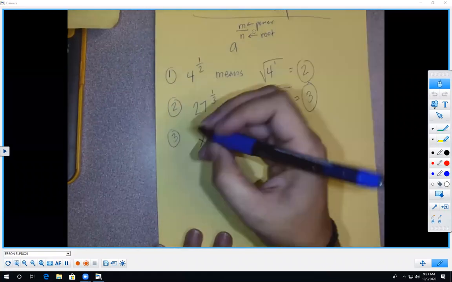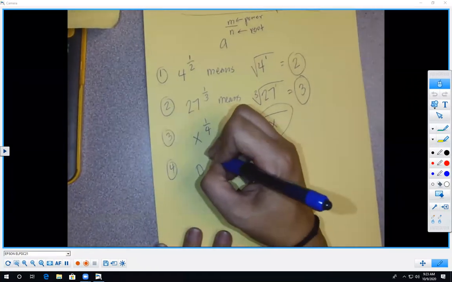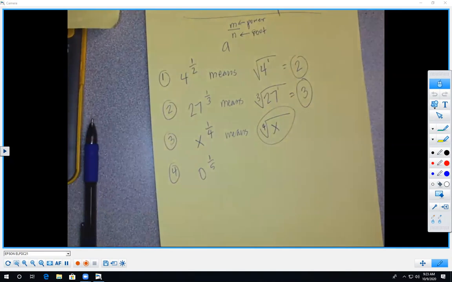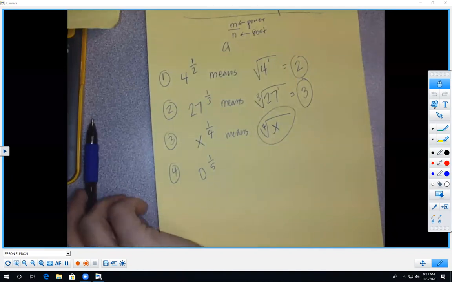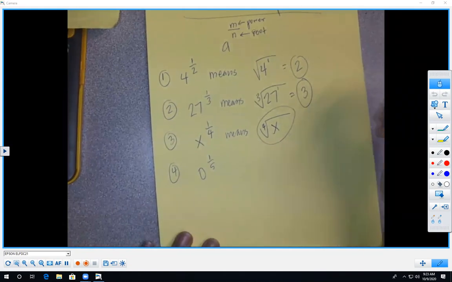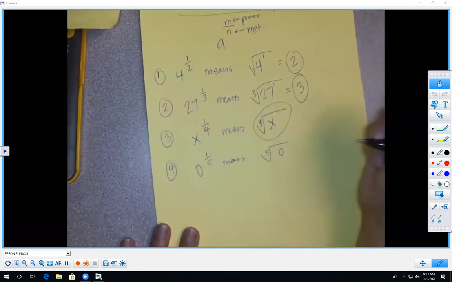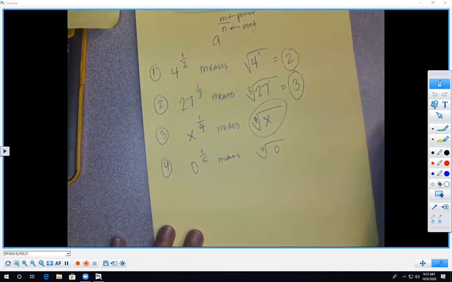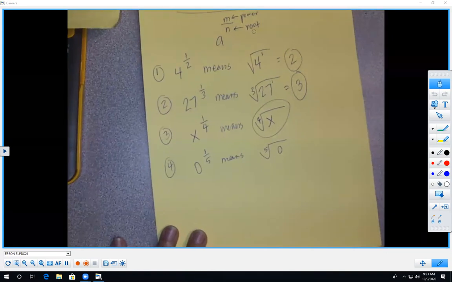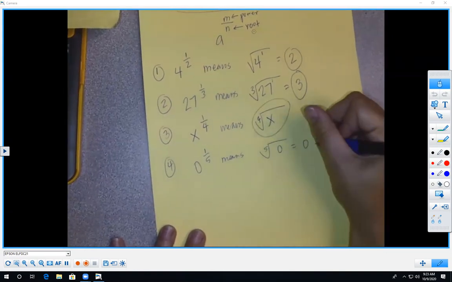What about if I had 0 to the 1/5 power? What does that mean? Raise 0 to the first power, but take the 5th root of 0, right? So it's just the 5th root of 0. What's the 5th root of 0? 0, because 0 times itself 5 times is 0.